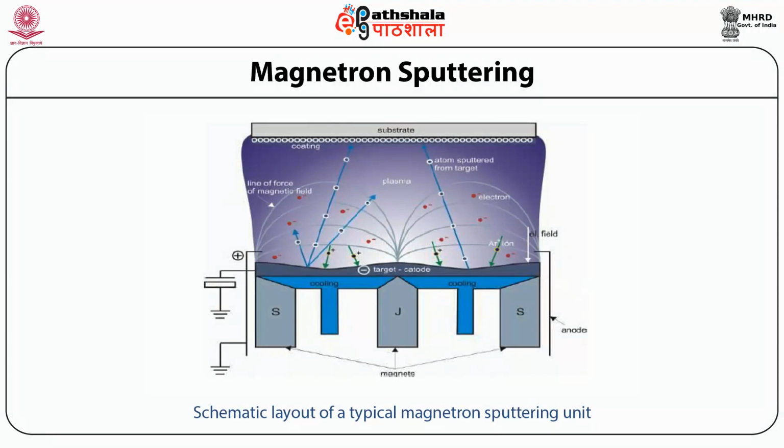The given figure shows the schematic layout of a typical magnetron sputtering unit. We can see in the diagram that there are magnets named S and N. Then again there is a cooling inlet and outlet to keep the target holder cool. Then you can see, shown by the circular lines, the magnetic field between the cathode and the anode. You can see the lines of force of the magnetic field, the plasma, and how, with the help of the magnetic field, the atoms are getting deposited on the substrate.